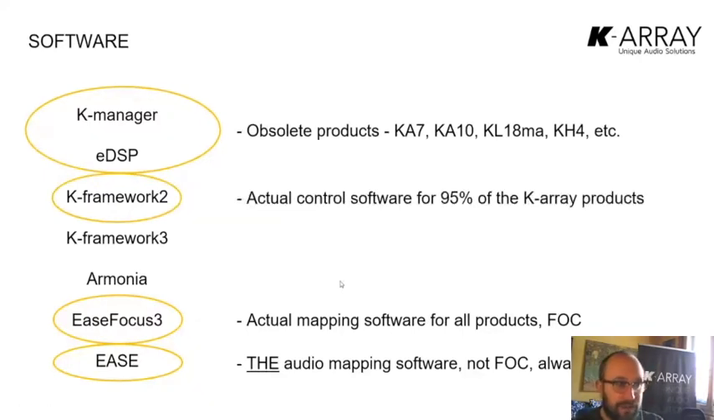K-Framework is the control software for our products. K-Framework 2 is Windows only, and it's the software that you have to use now. So basically, from the Piccolo, the very first small 2.1 system, to the current KH5 and KS5, the big line arrays, K-Framework 2 is able to control the whole range at the moment, apart from the Firenze series. So K-Framework 2 is a must have, and if you have some doubt, you can be sure that one works.